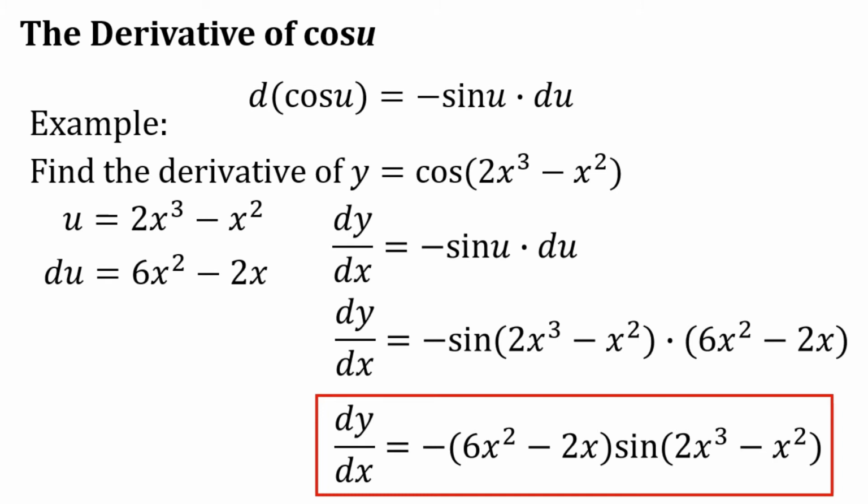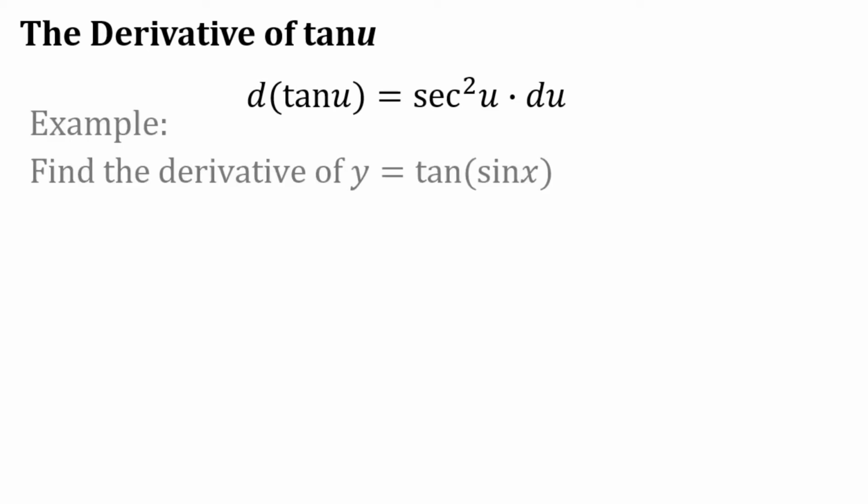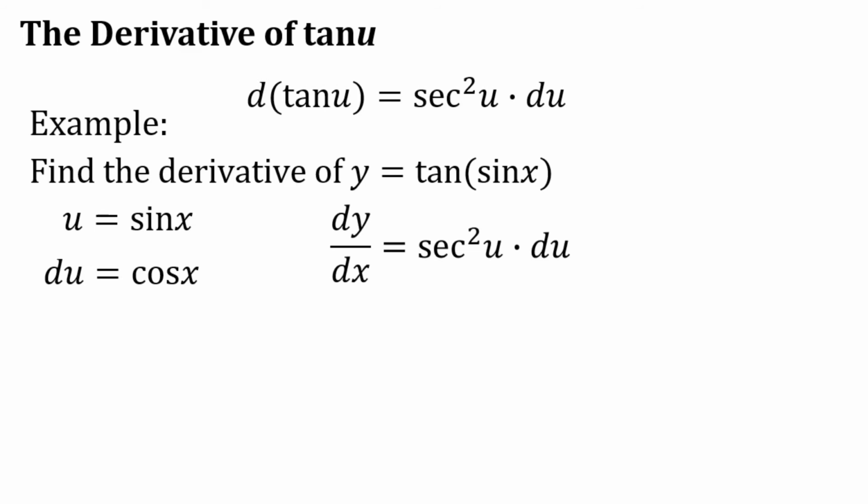Next, let's have the derivative of tangent u. This is the formula. The derivative of tangent u is equal to secant square u times du. For example, find the derivative of y equals tangent of sin x. Represent u. U is equal to sin x. So du is equal to cosine x.